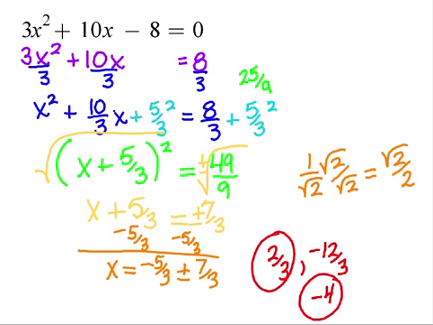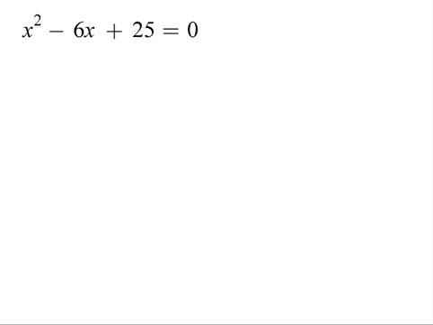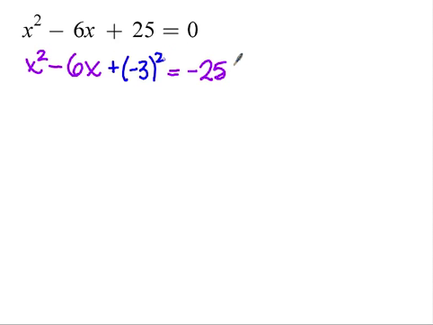We're going to look at another one just to make sure we kind of have the steps down. Okay. So what's my first step going to be? Subtract 25. So on the right side I've got negative 25. Okay, so half of negative 6 is negative 3. I'm going to square it, and then I'm going to add to both sides.